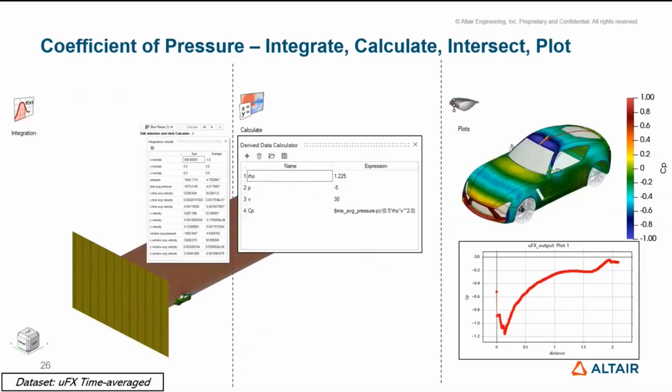So the same thing can be done for ultrafluid X data sets. I just wanted to make sure that that was clear. We can take the exact same steps, and in this case, we did have a little bit of back pressure and of course a different upstream velocity. And then I can use the time average pressure there instead of the instantaneous to compute our time average CP on the center line of the vehicle, which is shown here on the Roadster case.